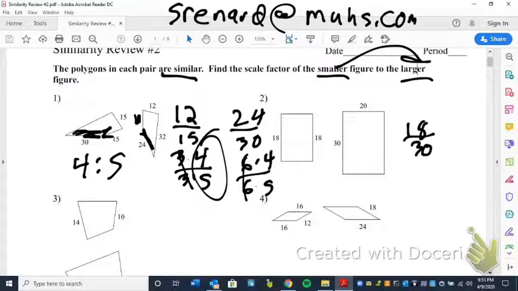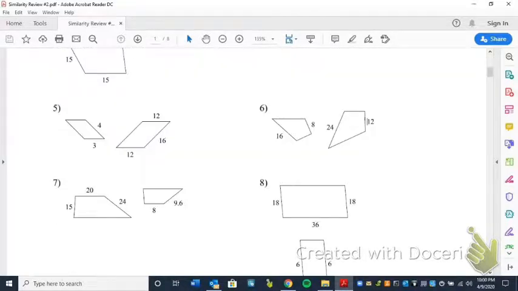Number 2, 18 to 30. Even though that 20 would have a corresponding number up top, we don't have it, so we can't use that in order to figure out what exactly the scale factor is. So we go 18 over 30, 2 times 9 over 2 times 15, so it gives us 9 over 15. Well, I know 9 is 3 times 3, and 15 is 3 times 5. So I end up with 3/5.